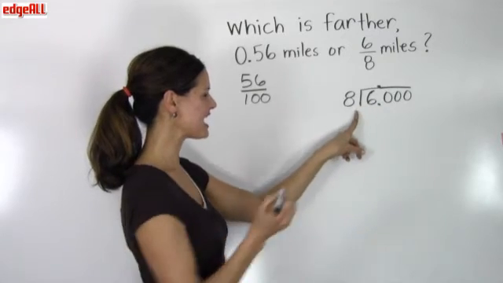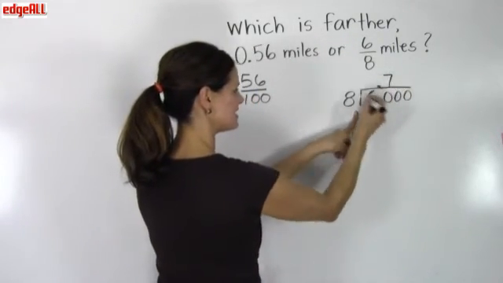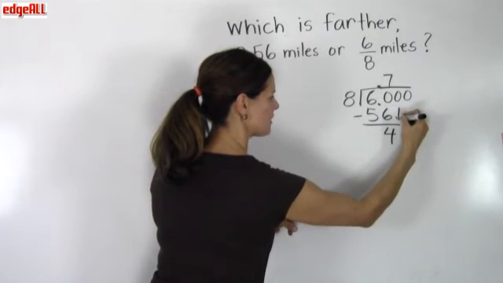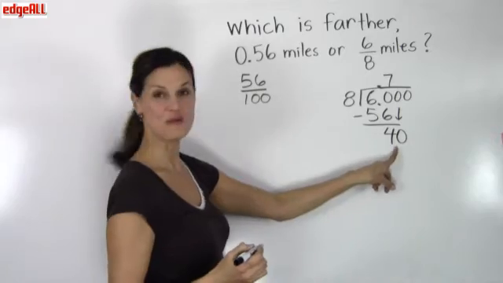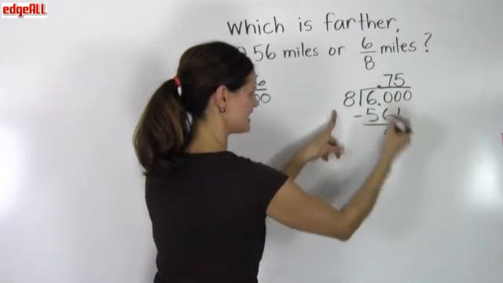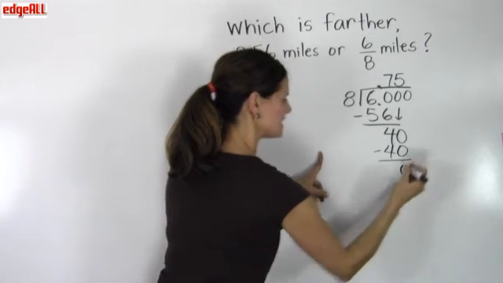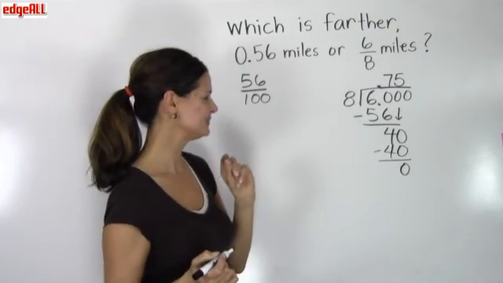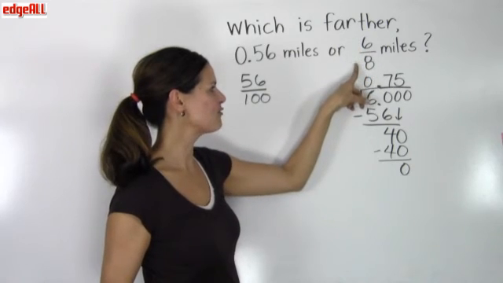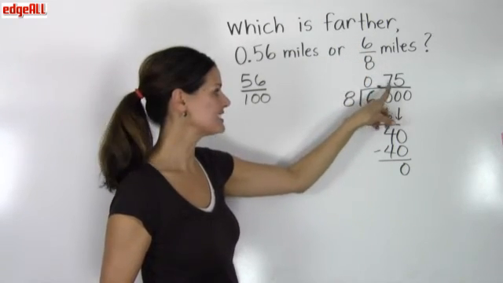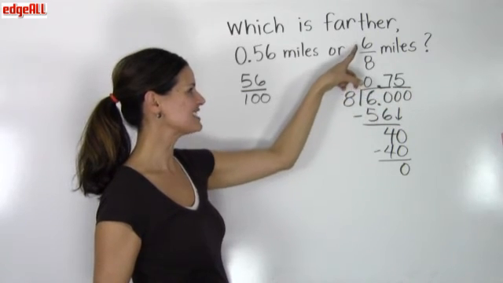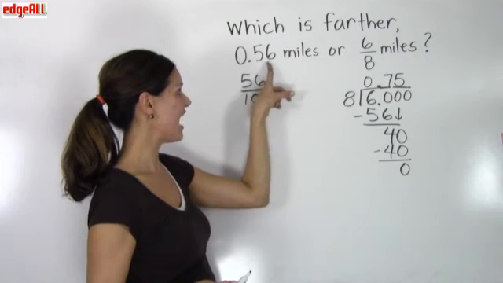So 60 divided by 8 is 7. So I place my 7 here. 7 times 8 equals 56. And I subtract. 60 minus 56 is 4. So I have a remainder of 4. I need to bring my 0 down. And so 40 divided by 8 equals 5. And I place my 5 here. And I have then 5 times 8 equals 40. 40 minus 40 equals 0. No remainder, so I am finished. And so I have the decimal equivalent of 6/8 is 0.75. So now I can compare and I can see that 0.75 or 6/8 is greater than 0.56.